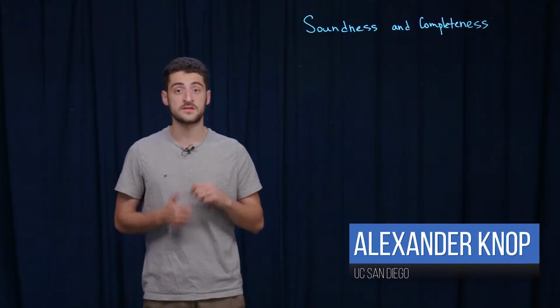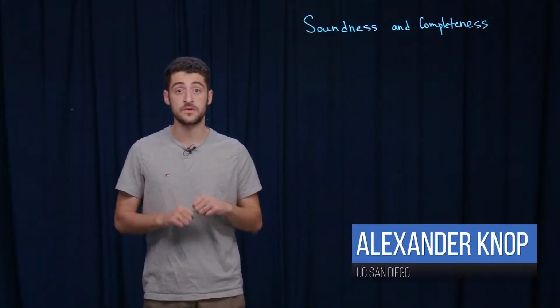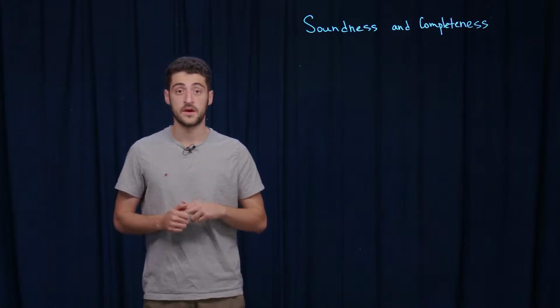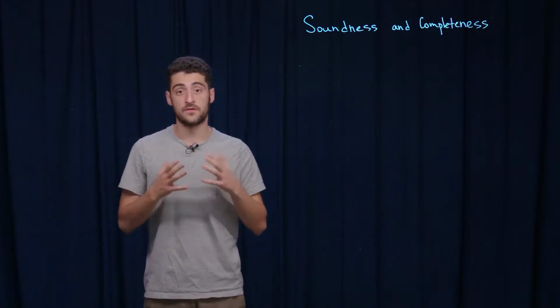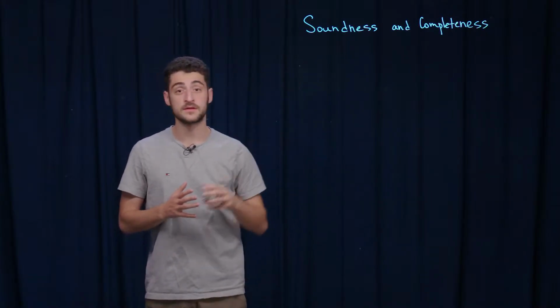My name is Alexander Knopp, and this is Introduction to Mathematical Logic. In the previous video, we defined natural deduction. In this video, we are going to discuss the most important properties of this system. They're called soundness and completeness.